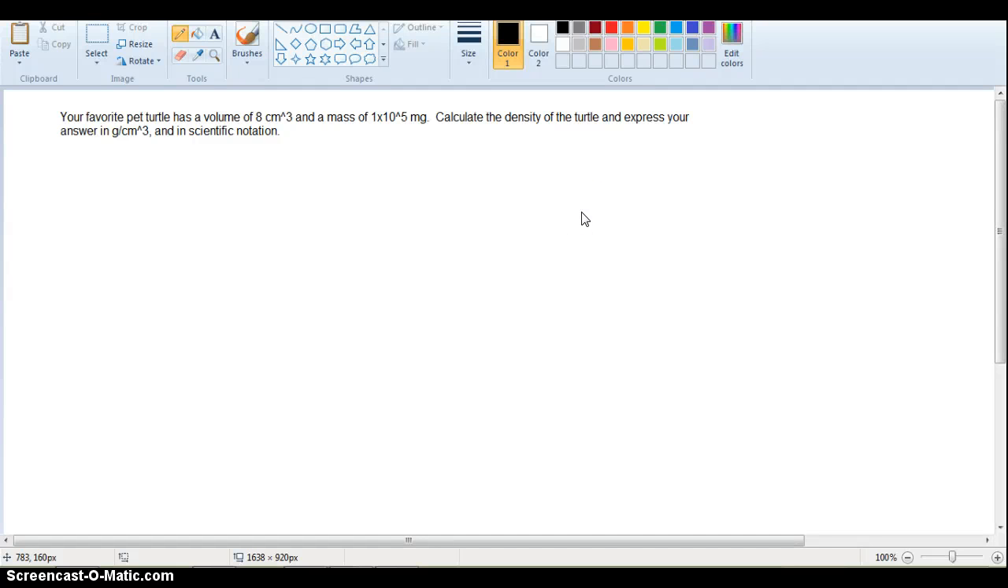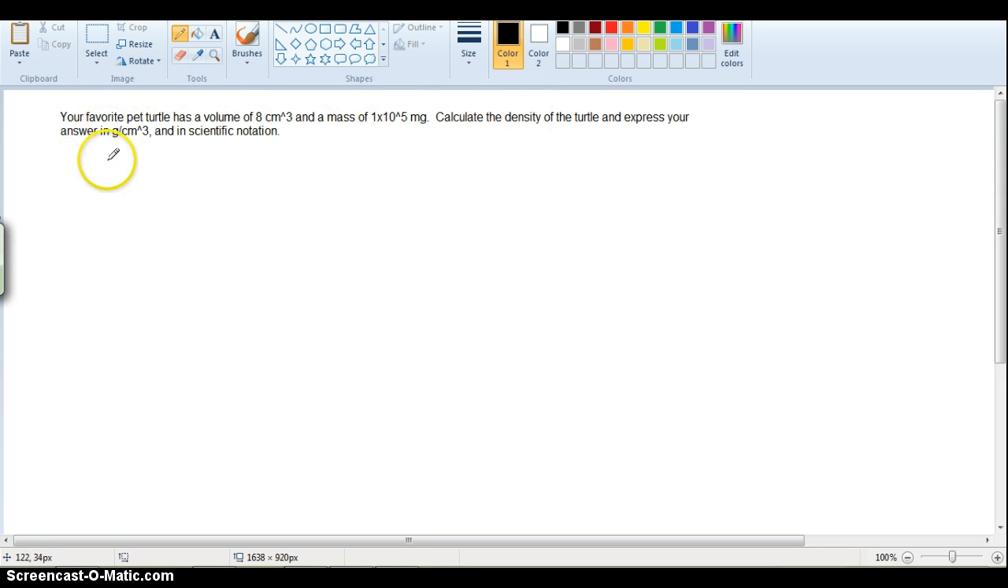Alright guys, welcome to the lesson on calculating density. This is a really important concept and topic that we study in chemistry, and it's something that is really useful for a lot of the other things in the real world and in chemistry classes. So this is an important skill to know how to do, being able to calculate density.